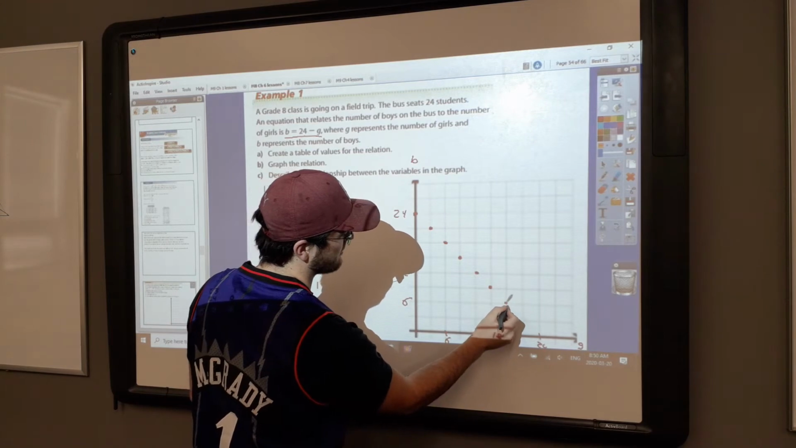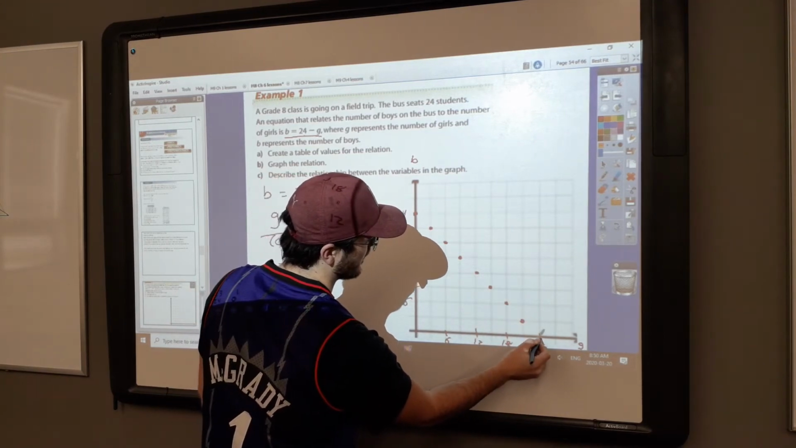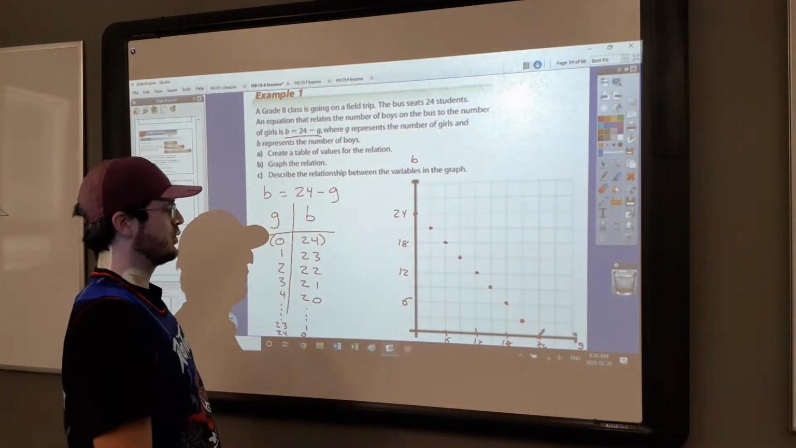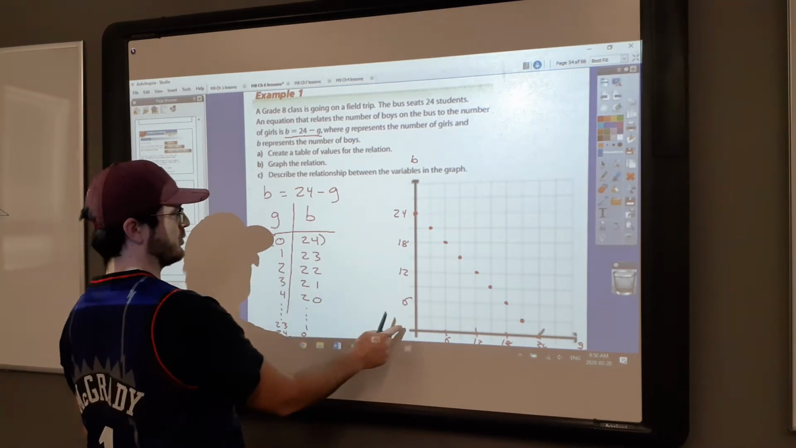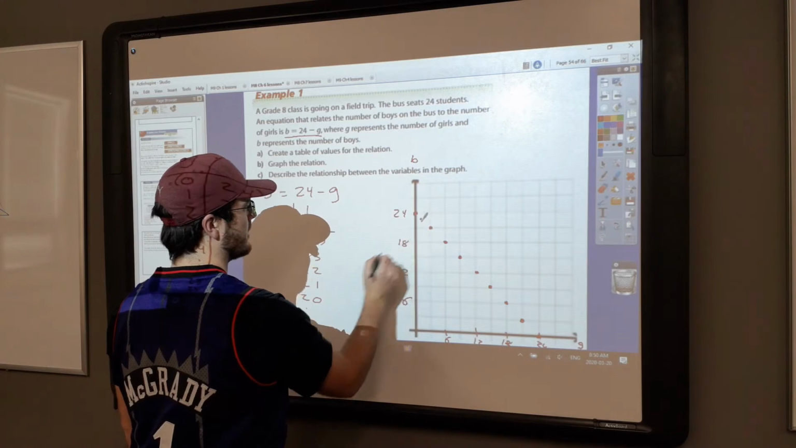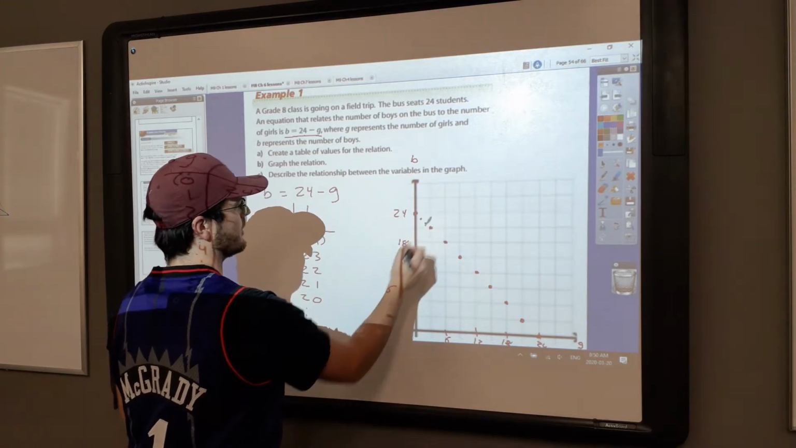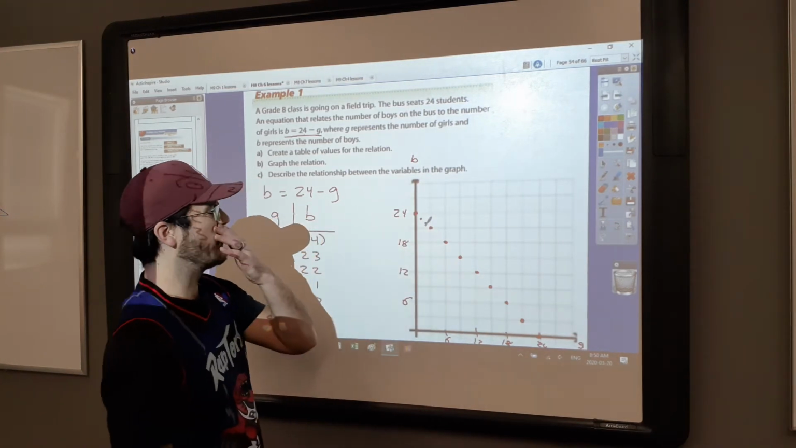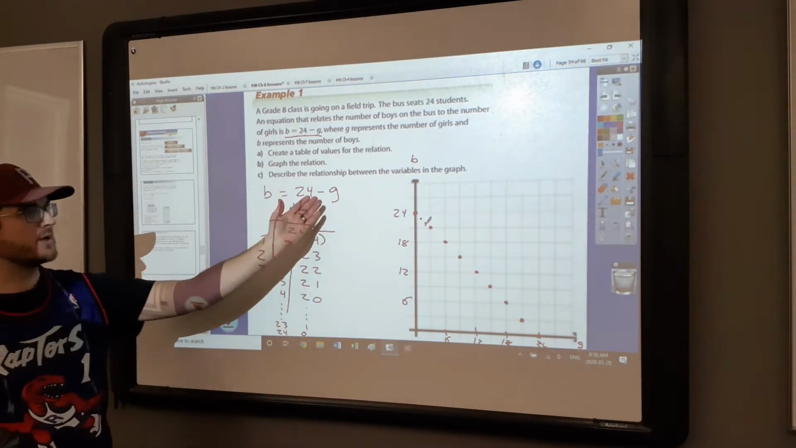Notice I'm not picking every single point, but I could actually fill in a few of these points, right? So I could put in 1 and 23 somewhere here, and then 2 and 22 would go here. So there'd be always 2 more in between. You don't have to fill them all in. We know that it's going to be a straight line.